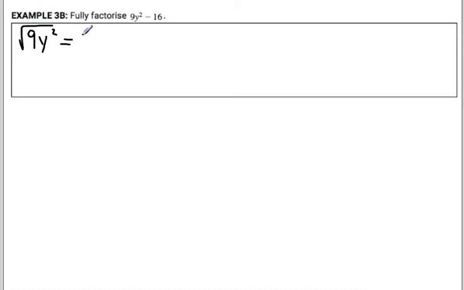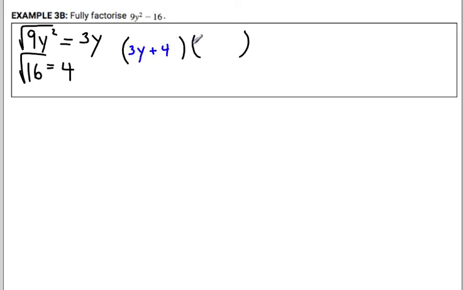Square root of 9y squared is 3y. Square root of 16 is 4. My next step is to write those in two brackets, separated first by an addition sign, and then by a negative sign. So I've got 3y plus 4, and in my second bracket I've got 3y minus 4.